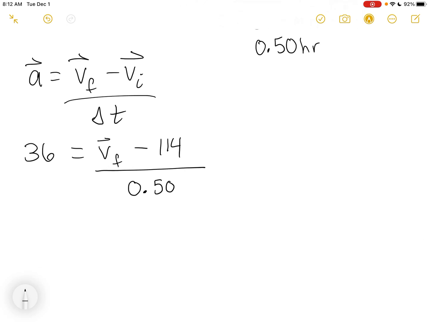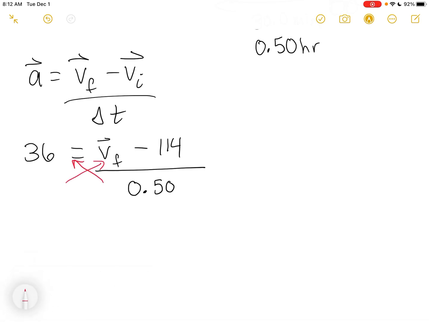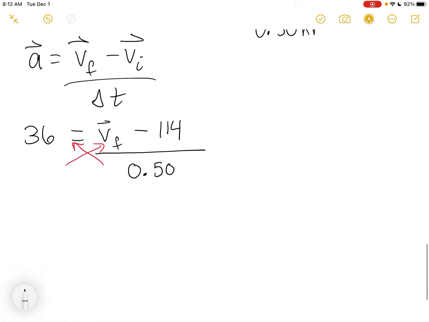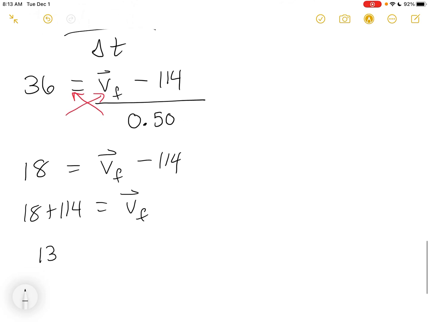Okay, so in order to put everything on one line, we're doing cross multiplication. So to get the 0.5 up at the top, we're going to multiply it by 36. So that's going to give us 18 is equal to VF minus 114. So then 18 plus 114 will equal our VF. So that means our final speed is 132 kilometers per hour. And we are still traveling to the west. So we're still having a westerly direction there because the car has been traveling to the west the entire time.